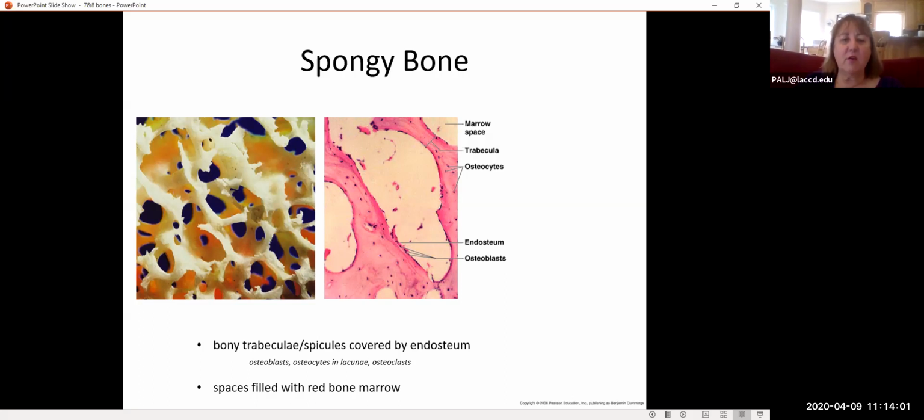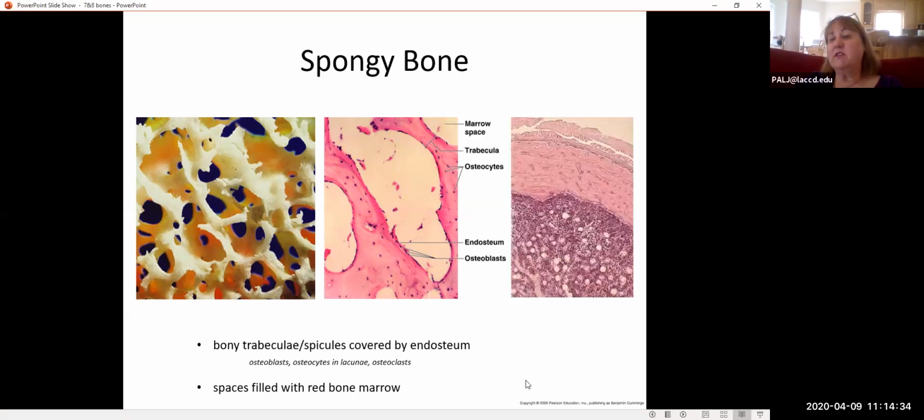And in these bony trabeculae or spicules, we are going to have all the cells involved with bone formation and remodeling, which we'll be talking about shortly. So we're going to have our osteocytes in lacuna, and we'll also have osteoblasts and osteoclasts, which we haven't talked about yet. And then also these spaces are not hollow, but they're actually going to have red bone marrow in them. In this picture, the red bone marrow has been washed out, so you can just see it as a marrow space.